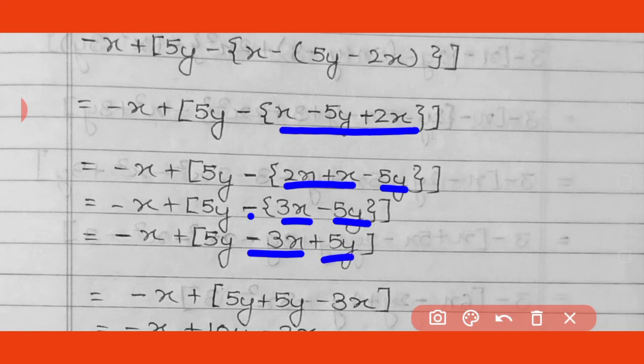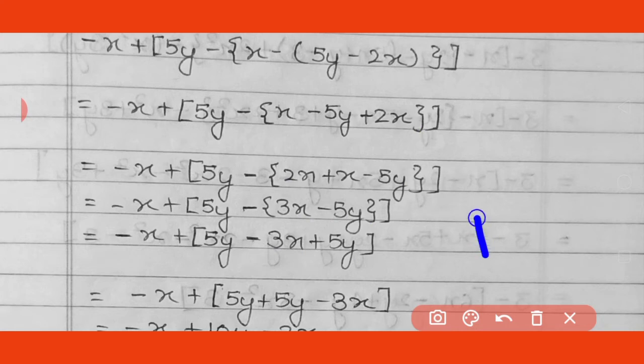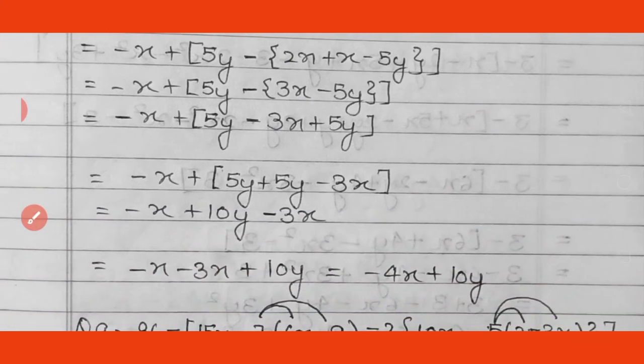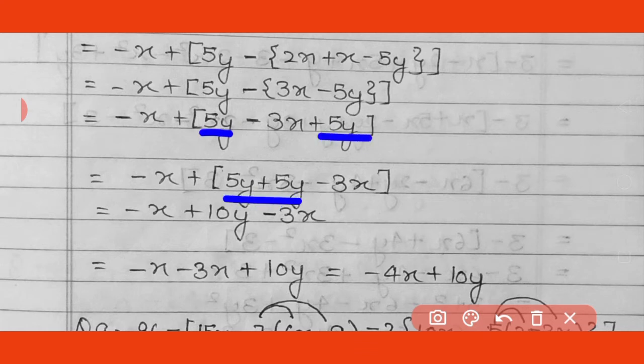So we will put together the like terms. So 5y will be put with 5y. We will put together and minus 3x. So minus x is outside, so 5y plus 5y became 10y. It was a sign of plus, so there will be no changing of the sign inside of the bracket. So it became minus x plus 10y minus 3x.